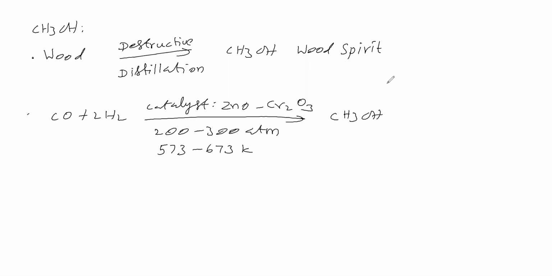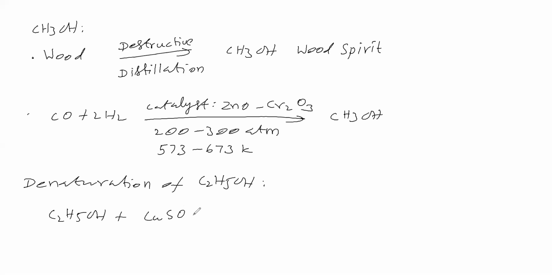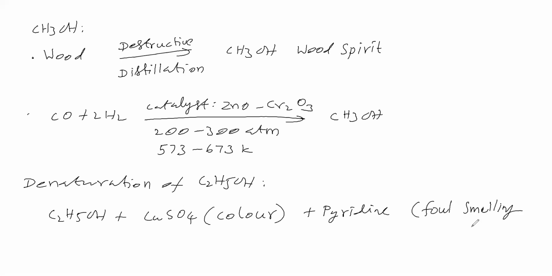Okay, next we will see ethanol, in particular the denaturation of ethanol. What is denaturation of ethanol? We take ethanol and add copper sulfate, which gives color to the ethanol, and we add pyridine. Pyridine is a foul smelling liquid.